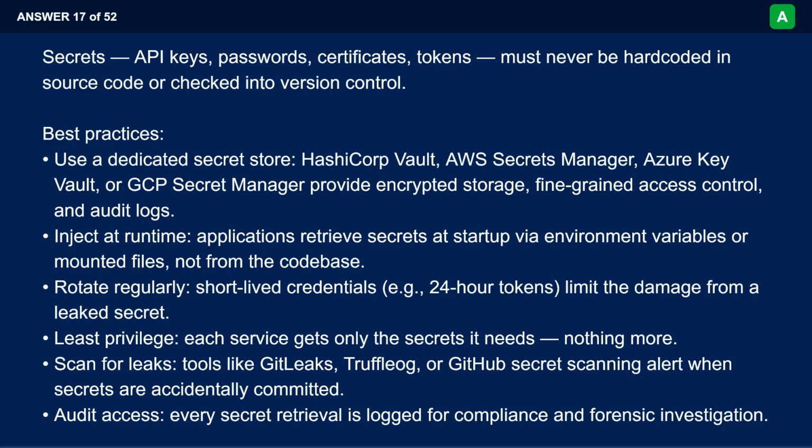Least privilege. Each service gets only the secrets it needs, nothing more. Scan for leaks. Tools like Gitleaks, TruffleHog, or GitHub Secret Scanning alert when secrets are accidentally committed. Audit access. Every secret retrieval is logged for compliance and forensic investigation.